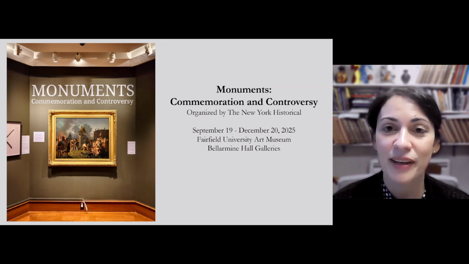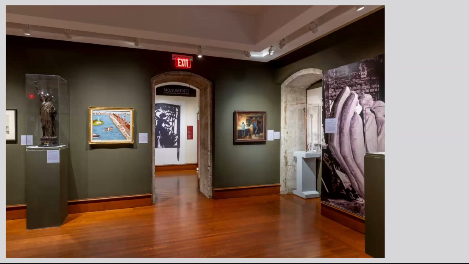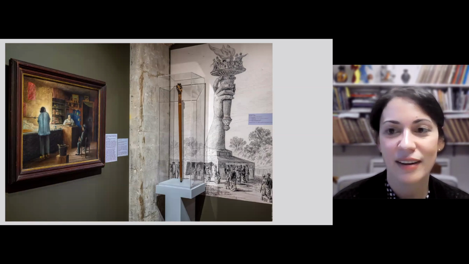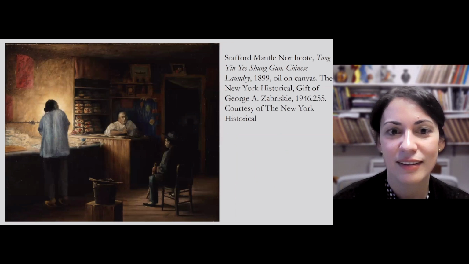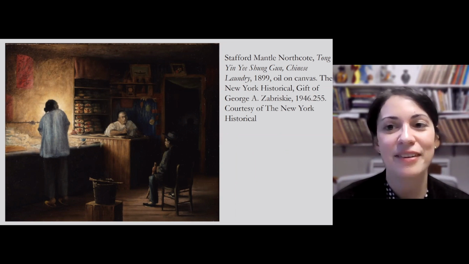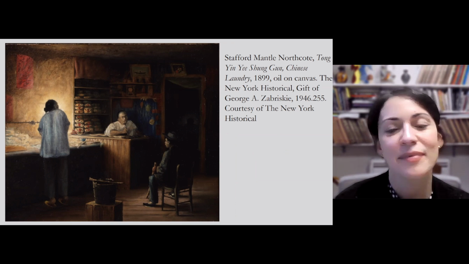Our last Art in Focus looked at the painting that you're seeing underneath the exhibition title. But today, we're going to go down to the other end of the Bellarmine Hall galleries and take a look at the painting that is hanging over there in the corner to the right of the archway. And I'm seeing a little bit of a closer up. This is a painting by an artist named Stafford Mantle Northcote. It's Tong Yin Yee Shung Chinese Laundry, a painting from 1899.